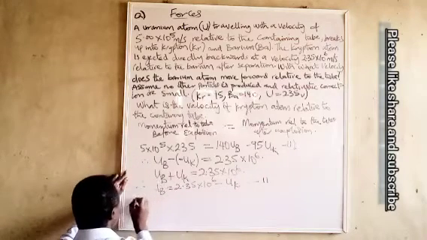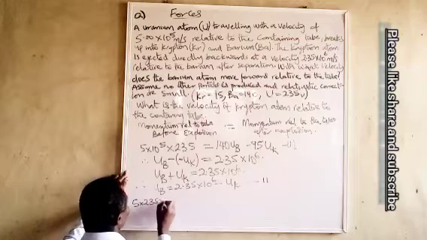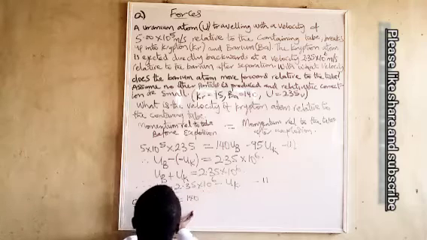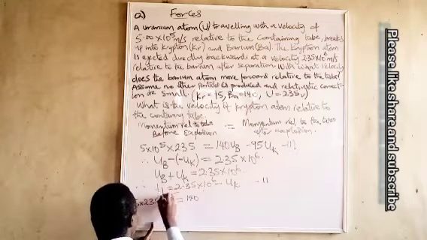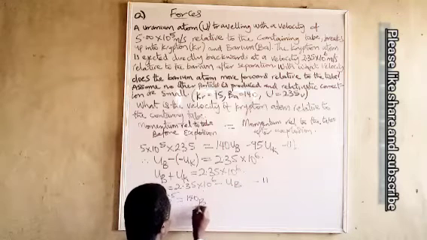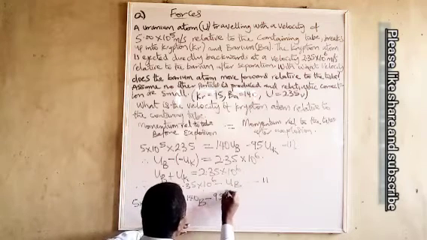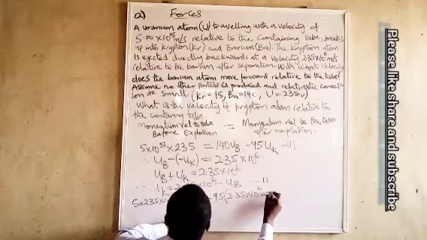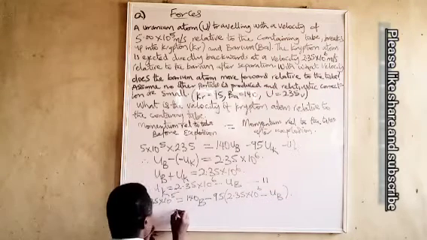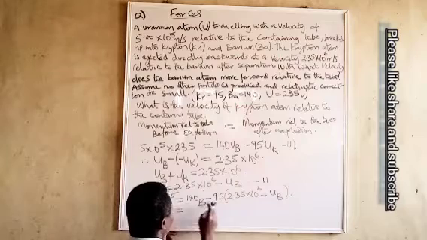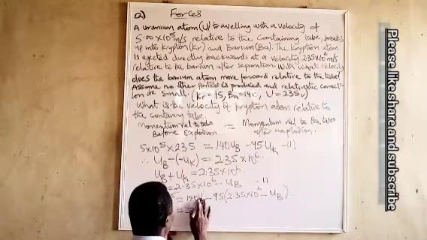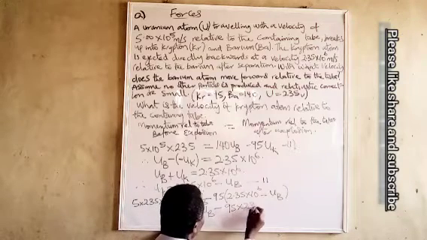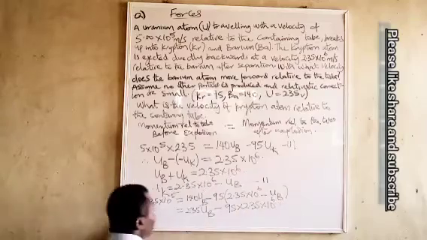Now we have 5 times 2.35 times 10 to the power 5 is equal to 140 UB minus 95 into (2.35 times 10 to the power 6 minus UB). So this is minus 95, this will now be plus. So 140 plus 95 will be 235 UB minus 95 times 2.35 times 10 to the power 6. So that will give me this.